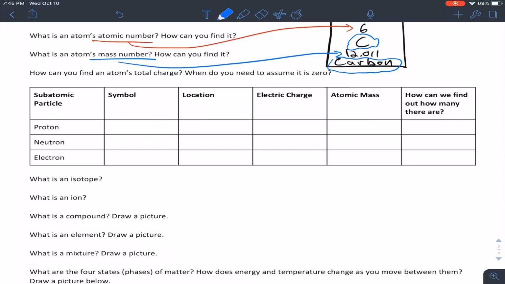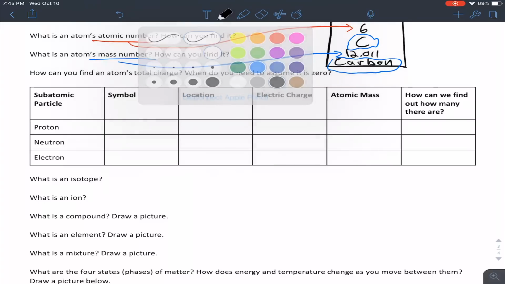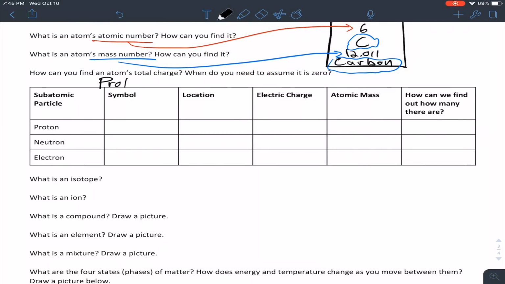Okay, how can you find an atom's total charge? Total charge, remember I kind of made a nice equation for us, is protons minus electrons equals total charge. And the reason this works is because each proton is a positive 1 charge, each electron is a negative 1 charge. So if we take our positives and subtract off our negatives, we'll get, so say we have 9 protons and 8 electrons, well, our total charge then is positive 1, because we have one more positive charge, one more proton than we do electrons.